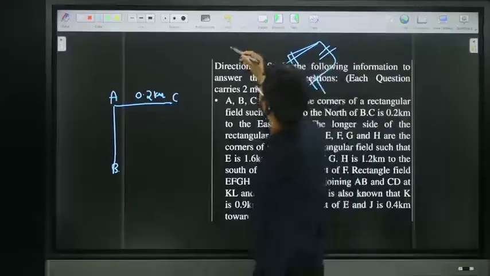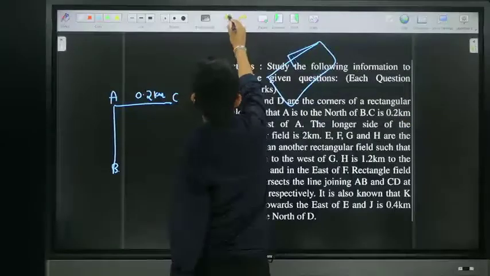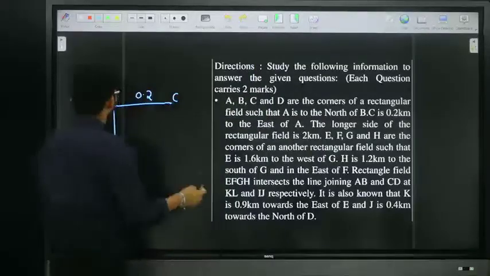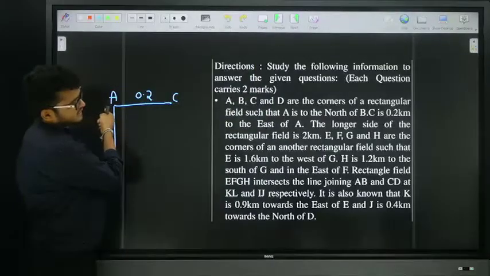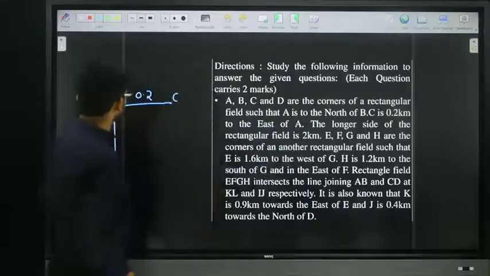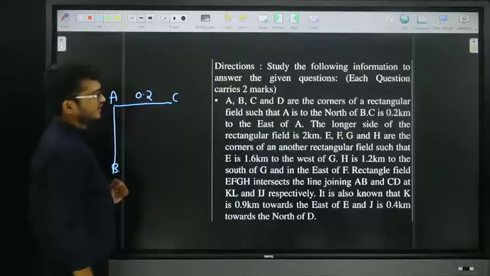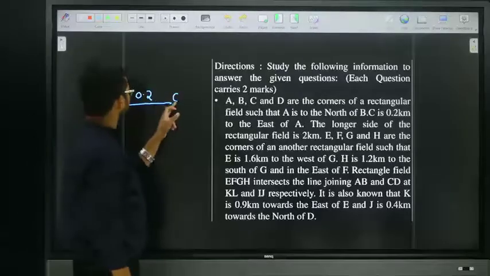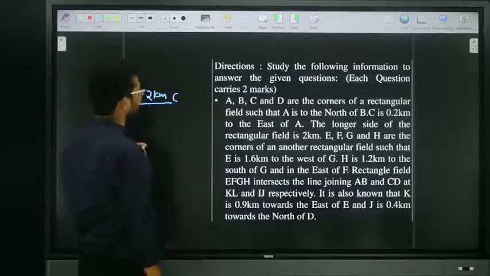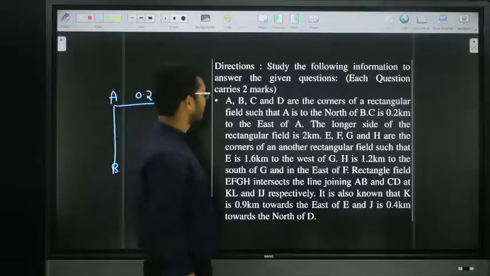That means, friends, here the measurement is: A is to the north of B. Next one, point C is 0.2 kilometer east of A.